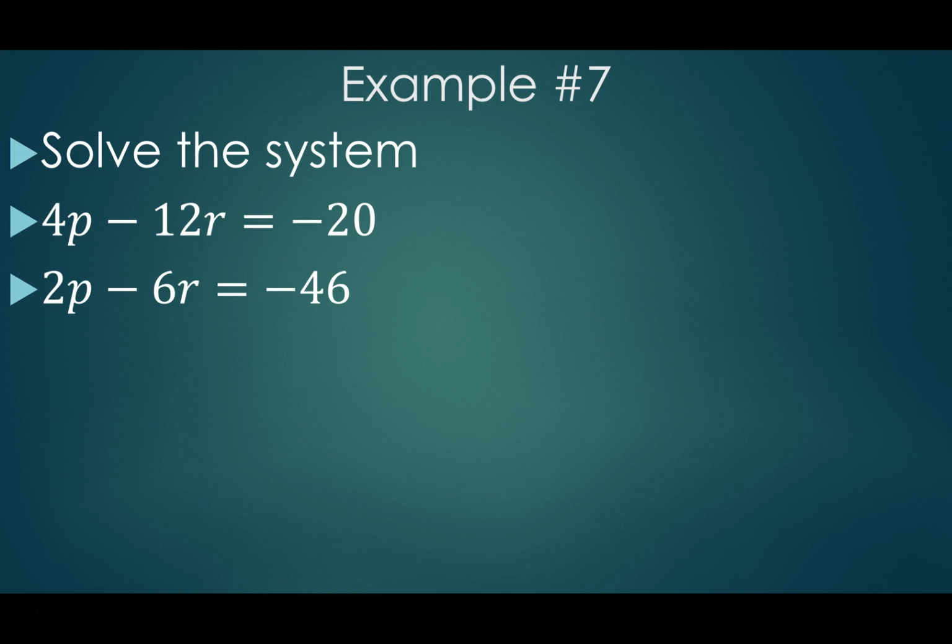So what we have right here is 4p minus 12r equals negative 20, 2p minus 6r equals negative 46. So 4p and 2p, common multiples of 4. 12r, 6r, common multiples of 12. So in both equations, we need just to multiply by a negative 2 to get to be the same number and opposite signs. Well, if you notice in this case right here, we're going to get 4p minus 12r equals negative 20, and the negative 4p plus 12r equal to a positive 92.